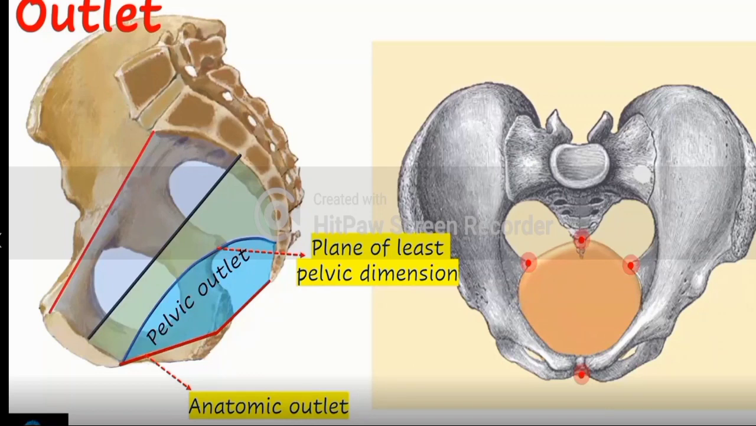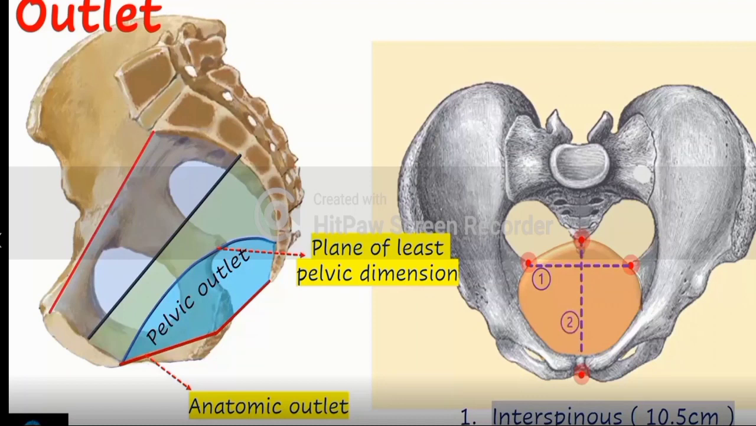The transverse diameter of the plane of least pelvic dimension extends between the two ischial spines and is known as interspinous diameter. It measures 10.5 centimeters, while the anteroposterior diameter extends from the lower border of symphysis pubis to the tip of sacrum, and it measures 11.5 centimeters.